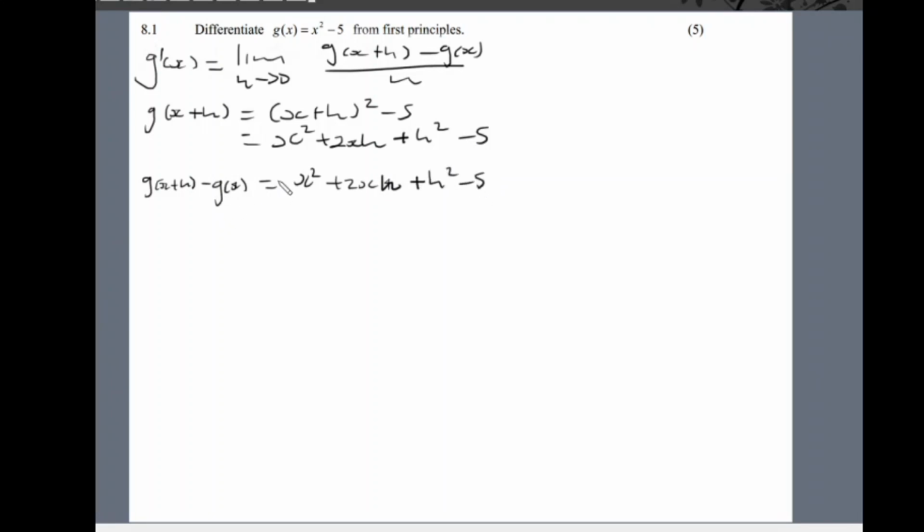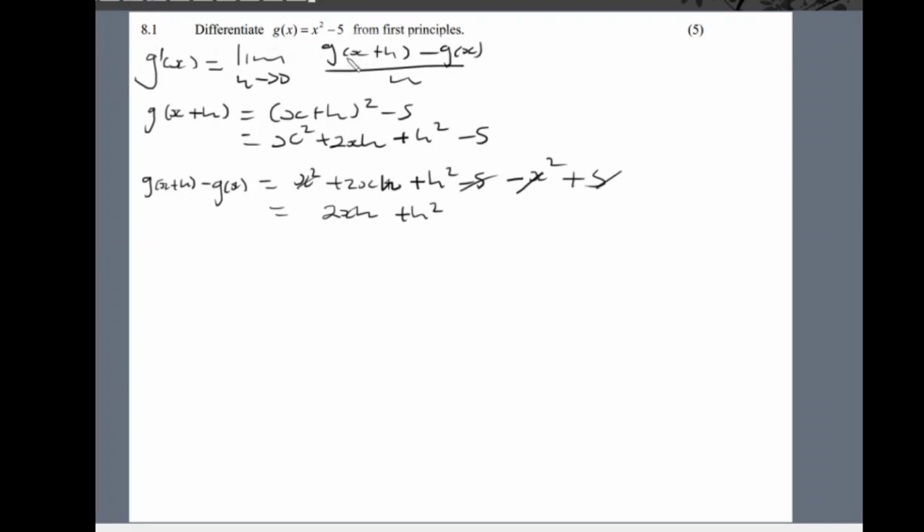And then we have to minus our function. So we're going to have minus x squared plus 5, right? And then we collect all the like terms. This and that will cancel. This and that will cancel. And we will remain with 2xh plus h squared, right?